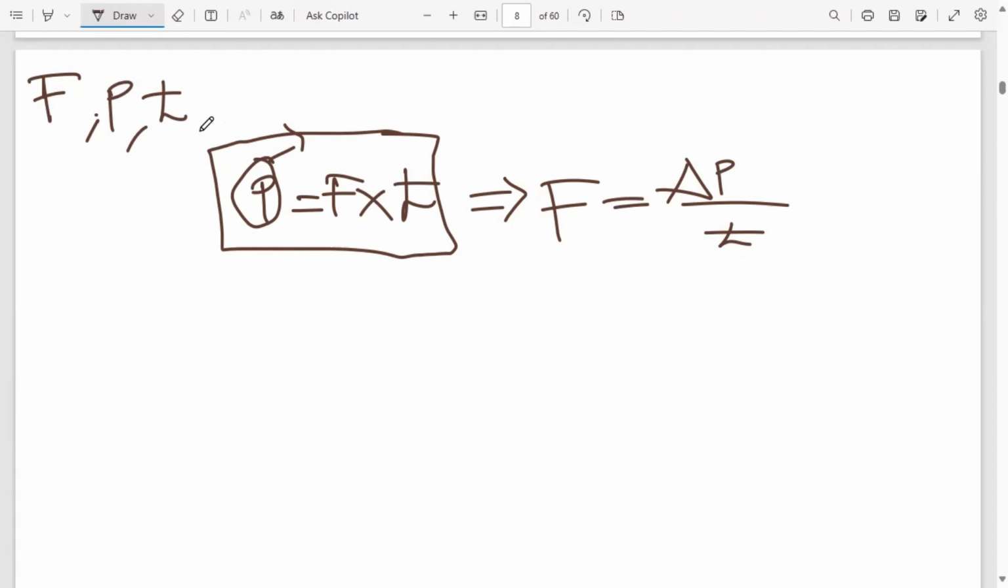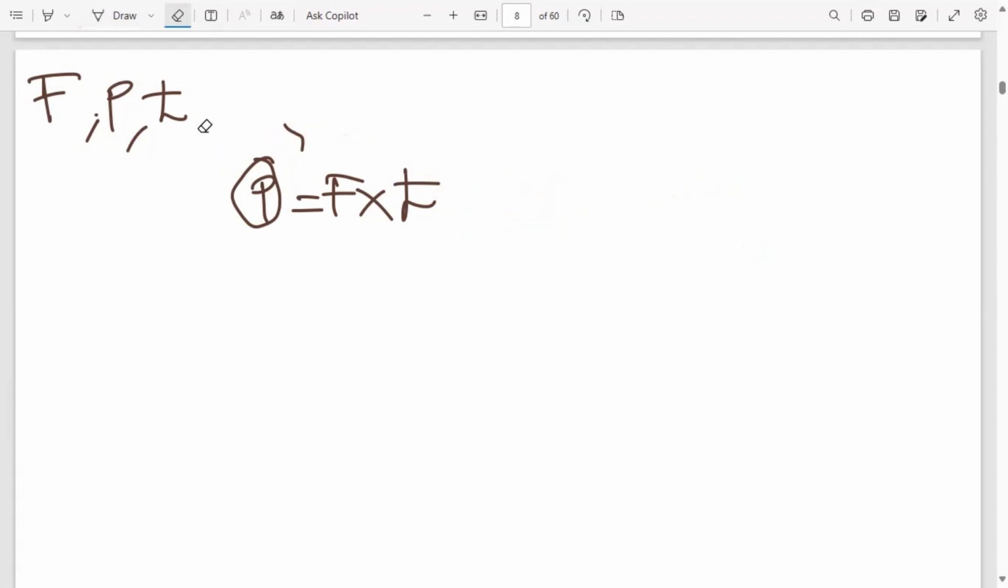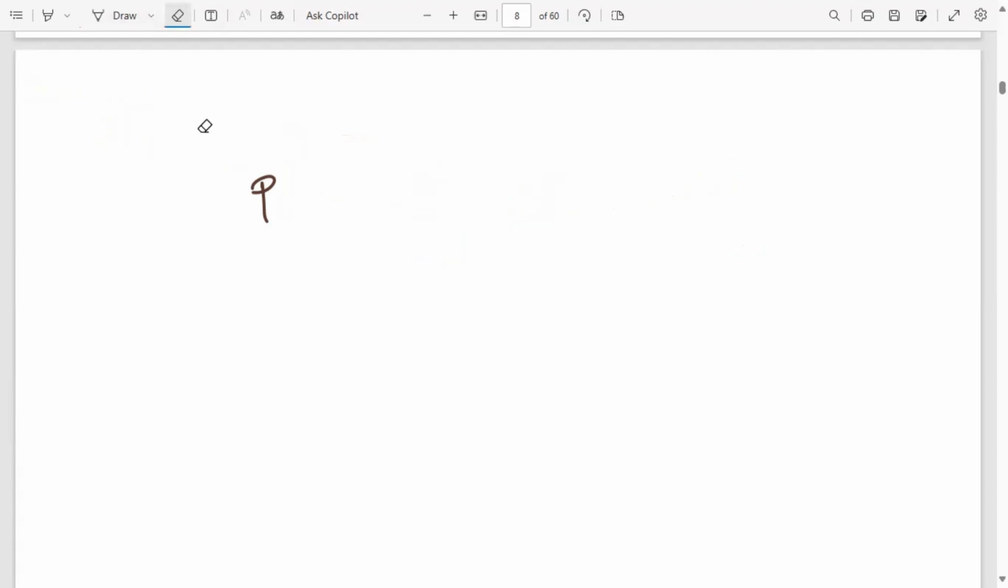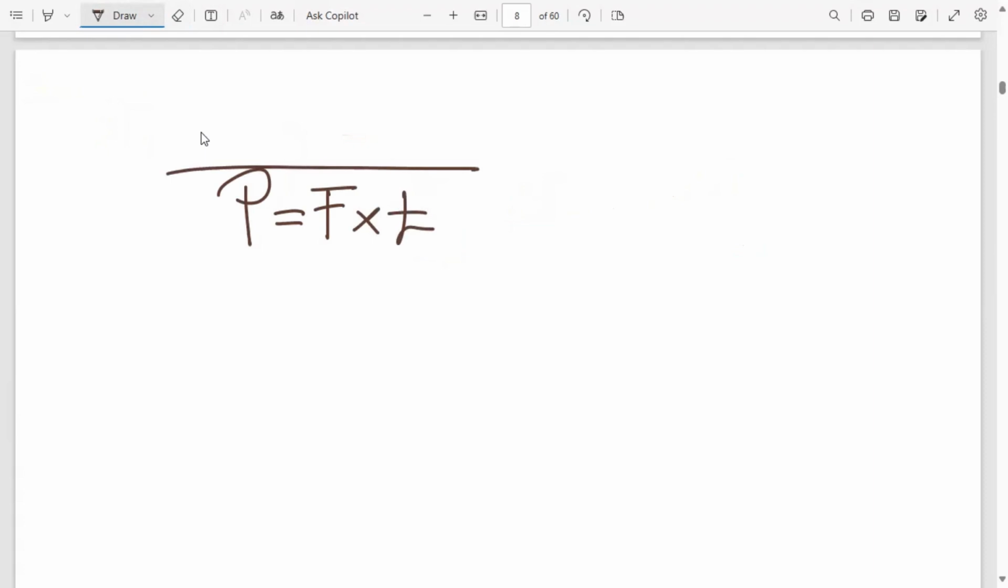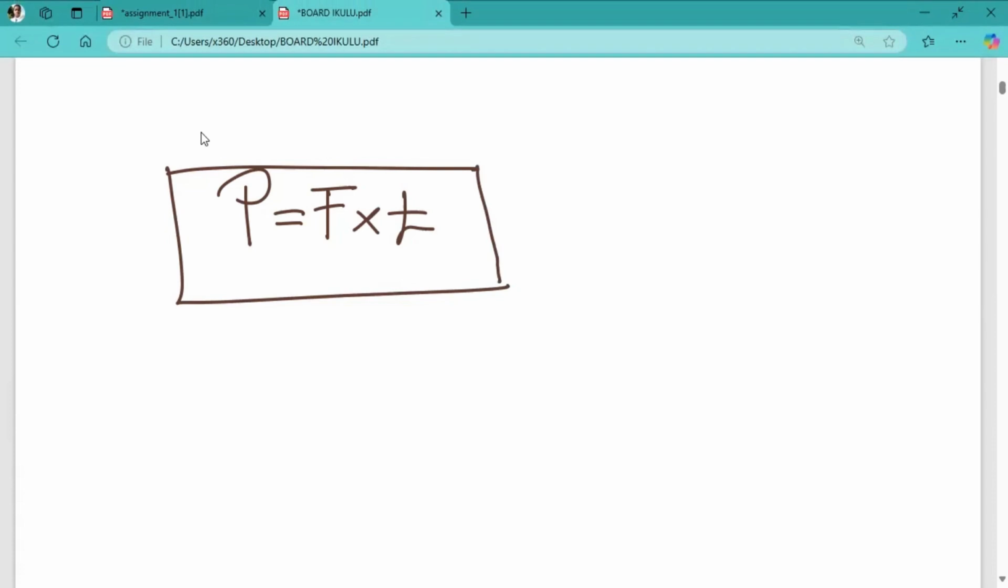The rate change of momentum is directly proportional to the constant force applied multiplied by time taken, or the time interval. So this is the equation here. Let me write it clearly. Let's say P, which is momentum, is equal to force multiplied by time, like that. Okay, so go to the next question.